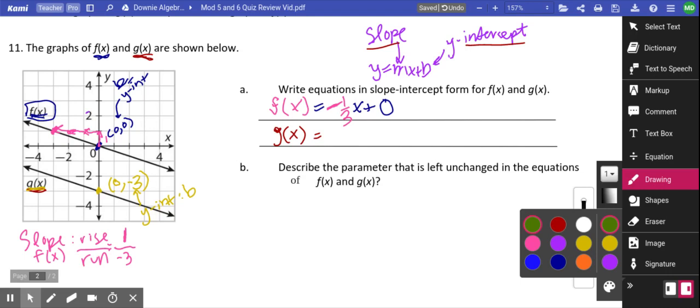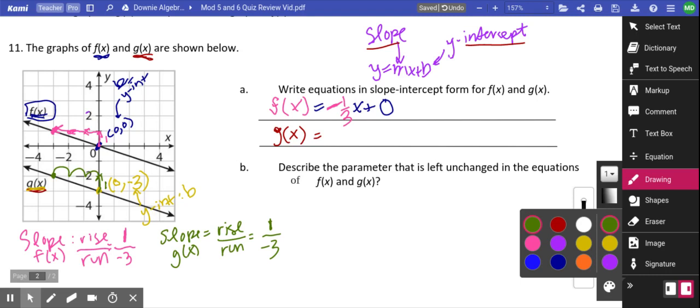But I still have to find my slope. Using the same technique we used to solve for our slope in f of x, I know that my slope of g of x can be found using rise over run. So I'm going to pick another 2 points on my g of x line. From one point, I go up 1 unit. That's a rise of 1 unit. And I go left, which is my negative direction, 1, 2, 3. So I go left 3. So I can tell my slope of g of x is a negative 1/3.